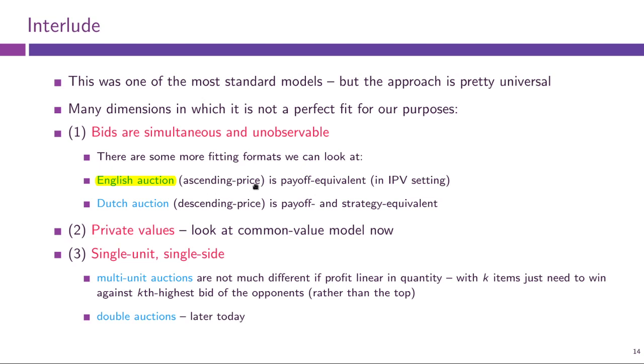It's called ascending price auction as well. And what you can show is that this English auction is exactly payoff equivalent to the first price auction that we just looked at. So all players get exactly the same expected payoffs. The outcomes are still efficient, which is something that I did not mention, but I should have. Outcomes in our first price auction are efficient in the sense that the person with the highest private valuation gets the item.